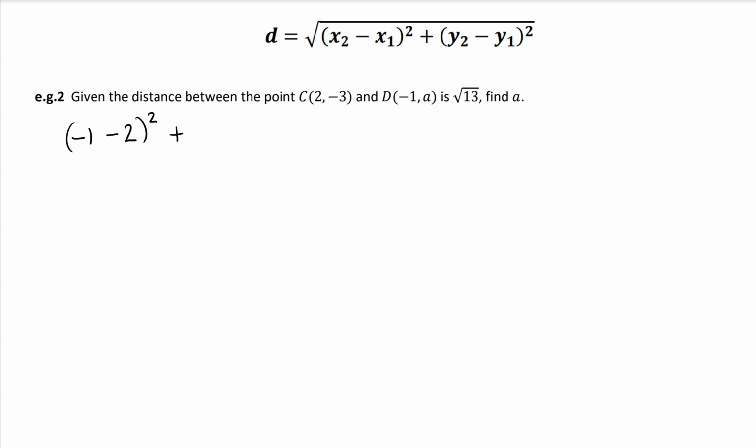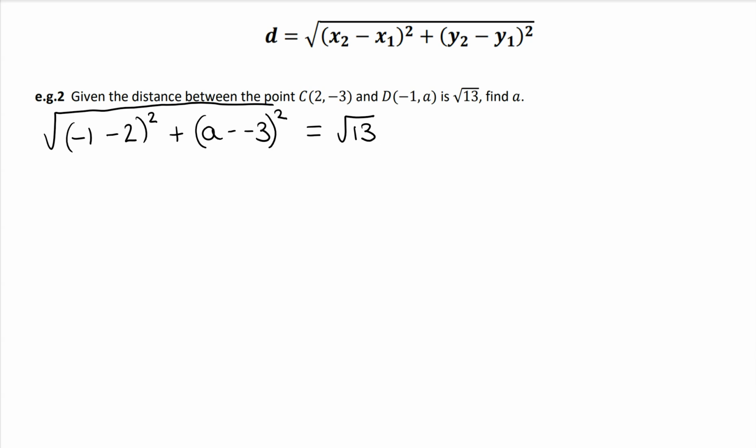And then I do y2 minus y1. So I do a minus minus 3, and then square that. So I'm just doing it in terms of a, because I don't know what that second y coordinate is, so just leave it as a. So normally what I do is I square root that, and I get the distance, but I don't know what that second y coordinate is. But what I do know is this is going to equal the square root of 13.